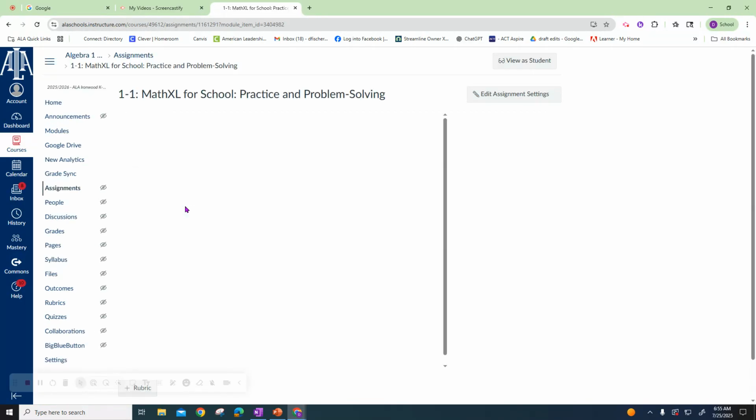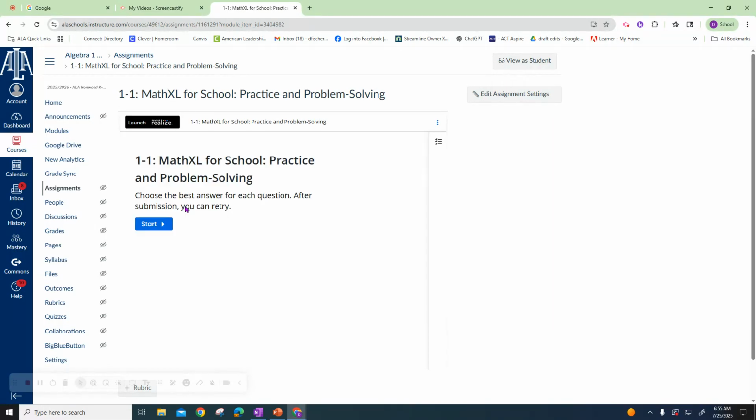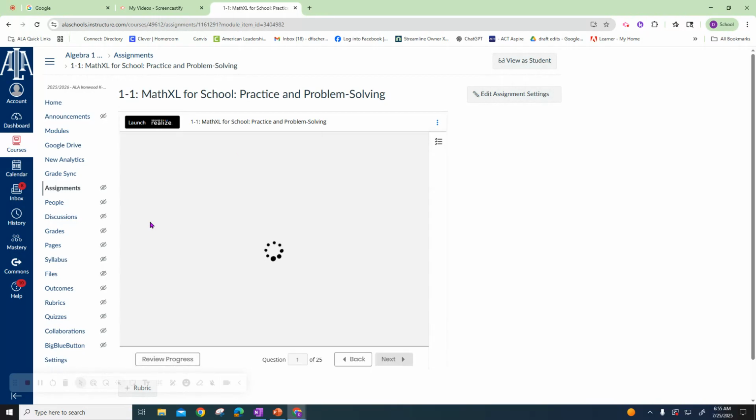What's going to happen is it's going to open this up. This is why we're a little concerned about doing it in class, because if 26 kids every period are logging in, it usually takes a little while, and you know how computers are when the whole school is using it. All right, so here we go. We're going to hit start.